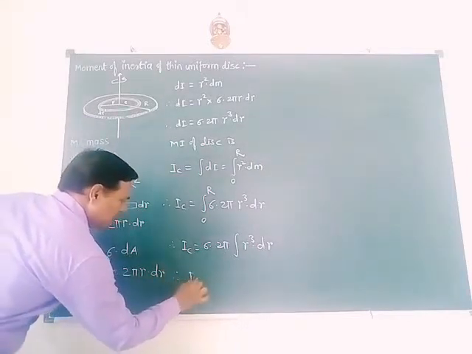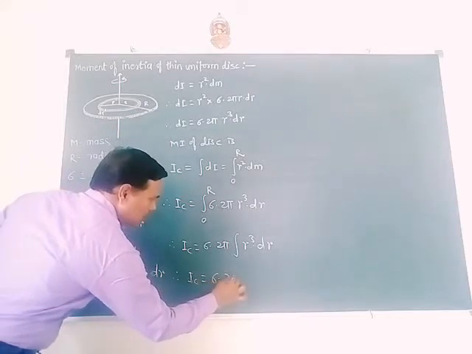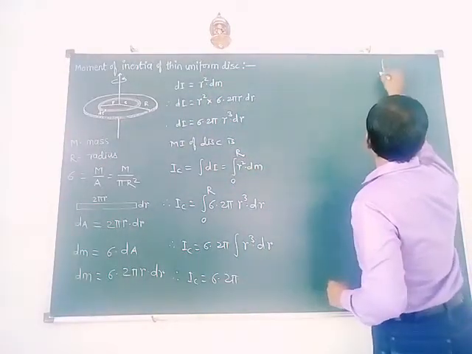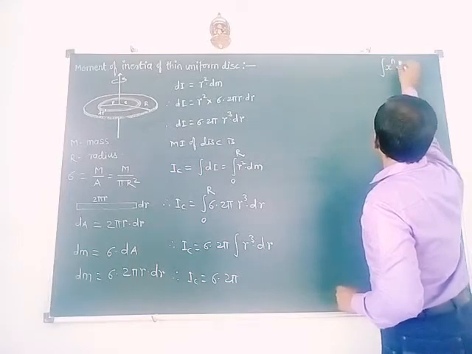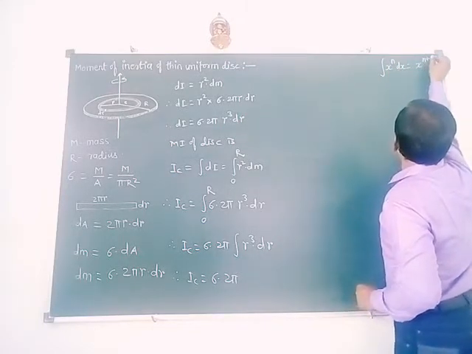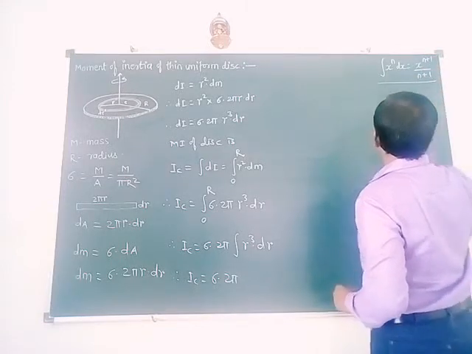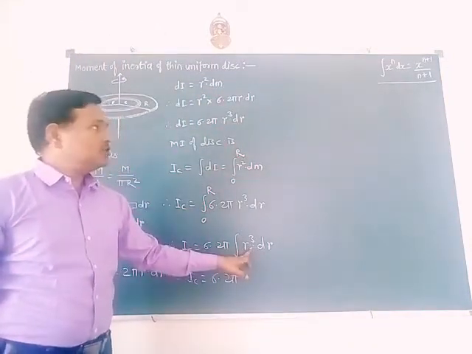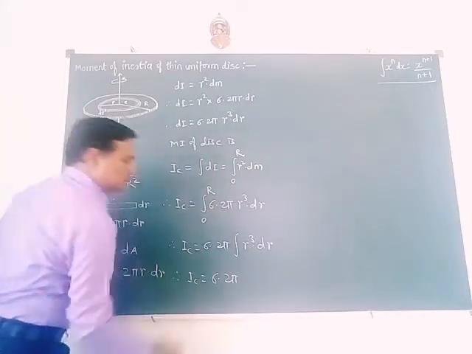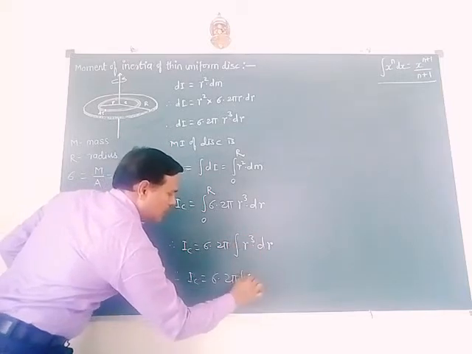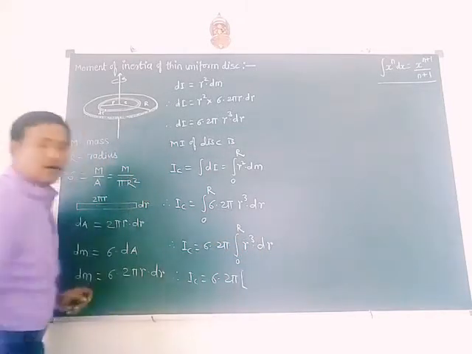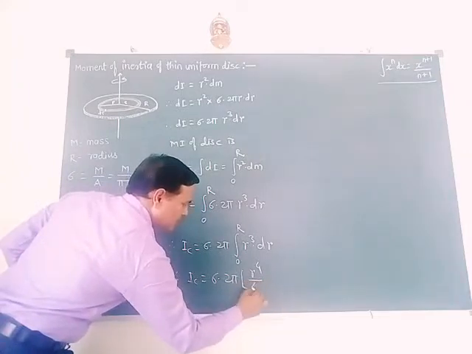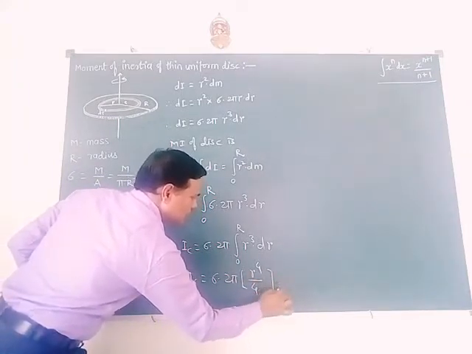Here the integration of x to the power n with respect to dx equals x to the power n plus 1 divided by n plus 1. This is the relation. Here instead of x, we have r, and instead of n, we have 3. So we can write the integration of r to the power 3 as small r to the power 4 divided by 4, limits again from 0 to capital R.